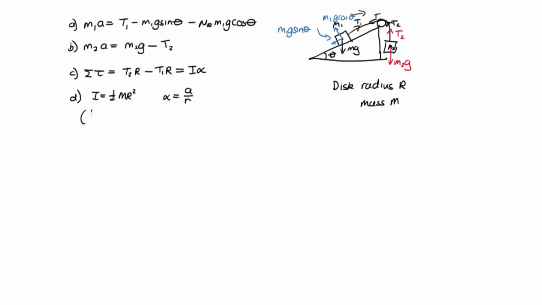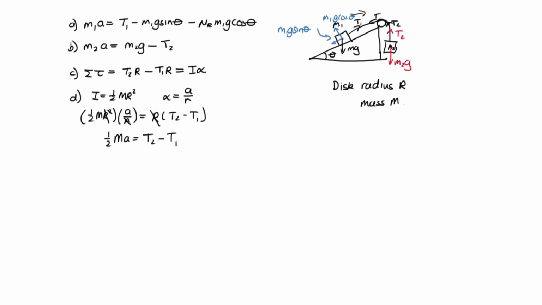So we've got I, which is a half MR squared, times a on r, is equal to, let's take R out as a common factor, R(T2 minus T1). Now we can cancel some R's. We've got an R squared here, which we can cancel with that R, and then we've got an R on both sides, which cancel each other out. So we end up with a half Ma equals T2 minus T1.